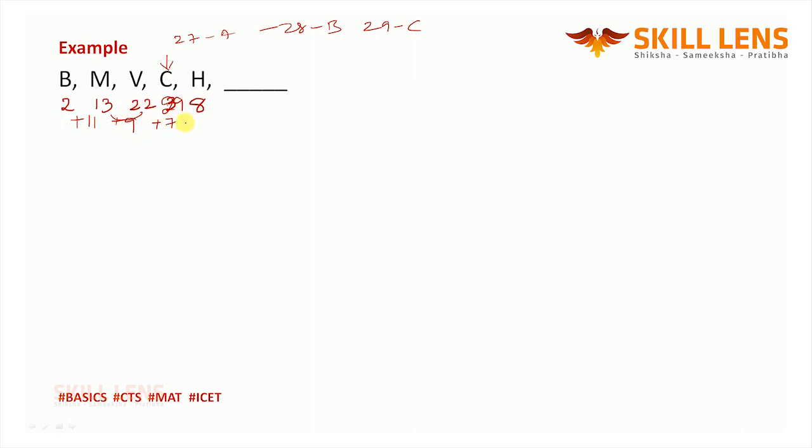Next has to be what? Plus how much? It is decreasing from 11, so it has to be plus 5. So C plus 5 only. So next has to be plus 3. H plus 3 is going to be what? 8 plus 3 is 11. So I can say my answer is going to be K. A lot of people will get confused with this. They'll think only inside the bracket. You have to think outside the bracket as well.